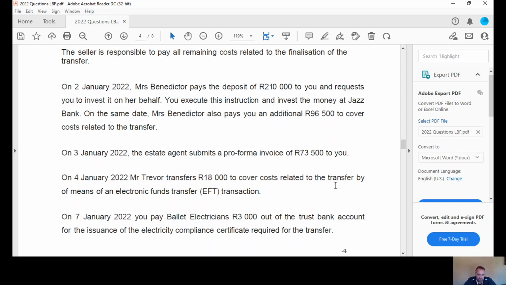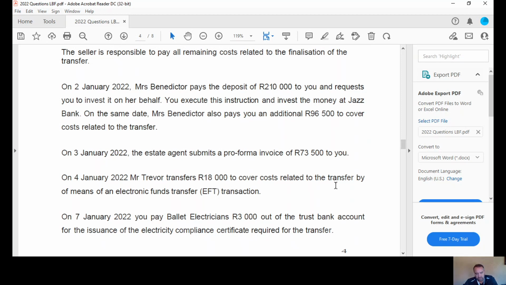Then on the 4th of January, Mr. Trevor transfers 18,000 to cover costs related to the transfer by means of EFT. So simple trust cash book receipt on the 18,000. On the 7th of January, you pay Ballard Electricians 3,000 Rand out of the trust bank account for the issuance of the electrical compliance certificate required for the transfer. Okay, so now what you guys have to figure out, so it's obviously a trust cash book payment, but you've got to figure out, do you allocate this to the seller's account or to the buyer's account?